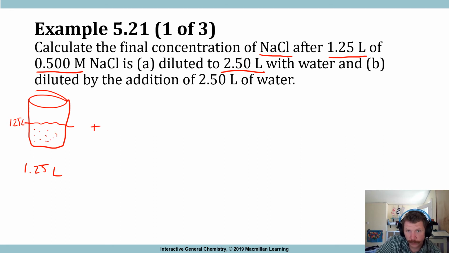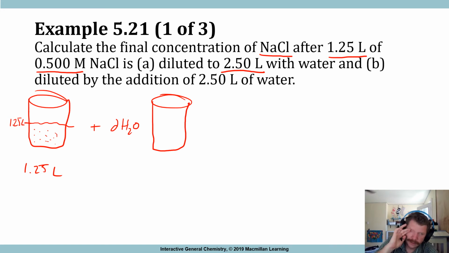Now we're going to add DH2O, that's our solvent. Have we added any more NaCl? Think about that. Deionized, no ions present. So no ions present here, and we're going to increase the solution volume to 2.50 liters. These dots are still there. Has the concentration of NaCl changed? Yes, it has, because our volume has increased.